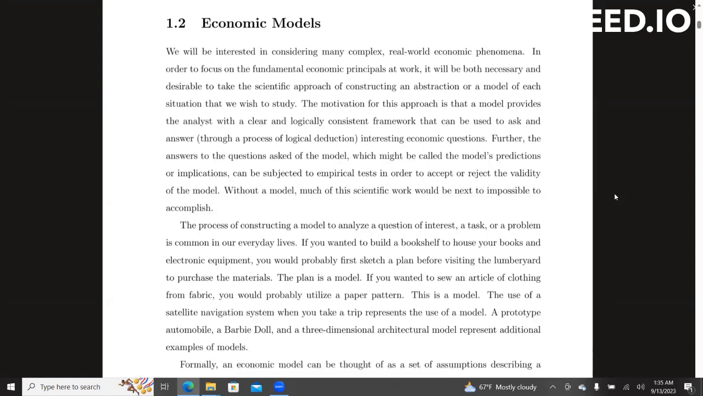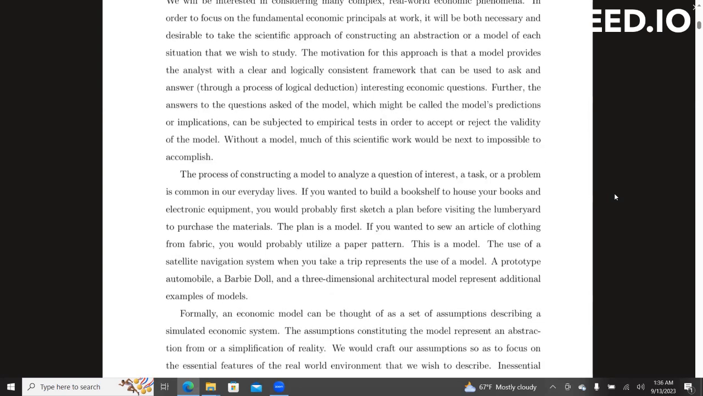The motivation of this approach is that a model provides the analyst with a clear, logical, consistent framework that can be used to ask and answer, through a process of logical deduction, interesting economic questions. Further, the answers to the questions asked of the model, which might be called the model's predictions or implications, can be subjected to empirical tests in order to accept or reject the validity of the model. Without a model, much of this scientific work would be next to impossible to accomplish.